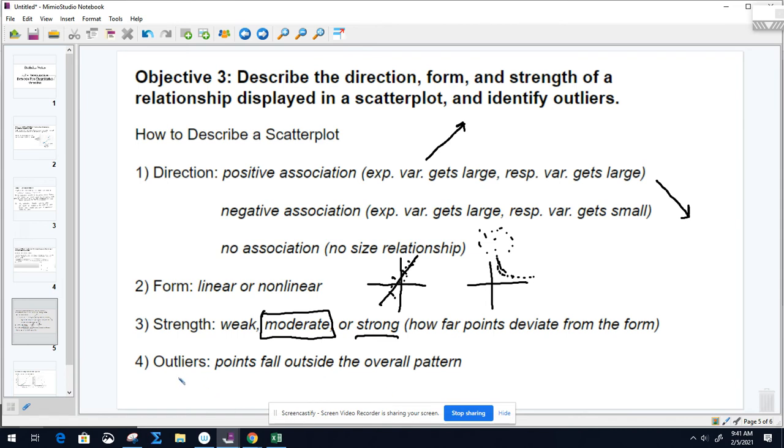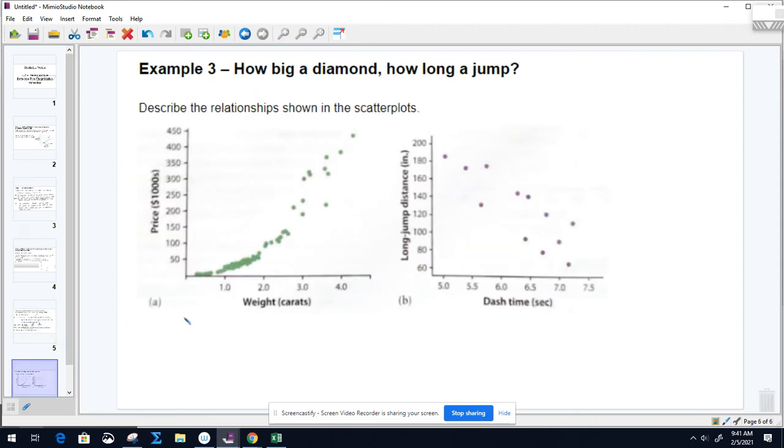And are there any outliers? Is there anything that's way outside the overall pattern? So again, really important. Direction: I'm talking positive, negative, no association. Form: is it linear, nonlinear? Strength: weak, moderate, or strong? And we're going to continue to work with this throughout this chapter. And then are there any outliers? Are there any points that are way off the beaten path when it comes to the actual form that it is making? So let's take a look at a couple of examples.